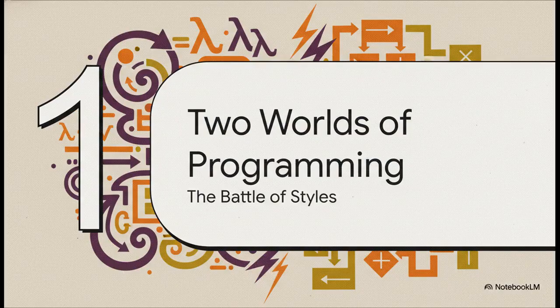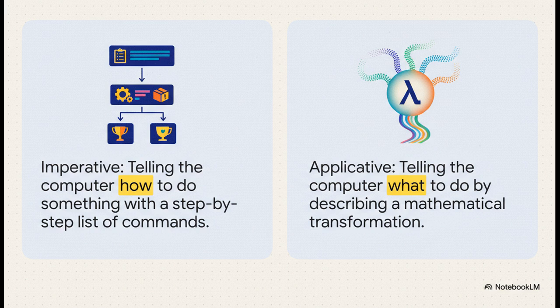To really get why this was such a big deal, you have to picture what programming was like in the 1970s. The whole field was basically split into two different camps with two totally different philosophies. It was a real battle of styles. So on one side, you had imperative programming. Think of this like giving someone turn-by-turn driving directions. Go here, turn left, change this value, jump to that line. It's all about a list of commands that change the computer's state.